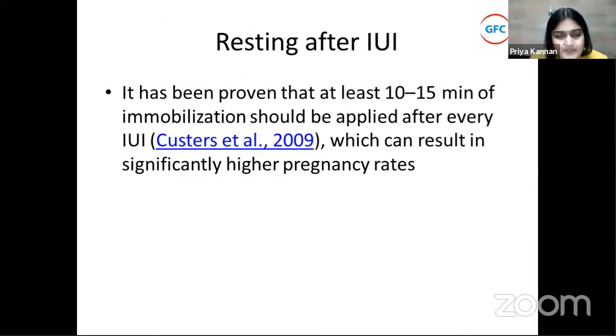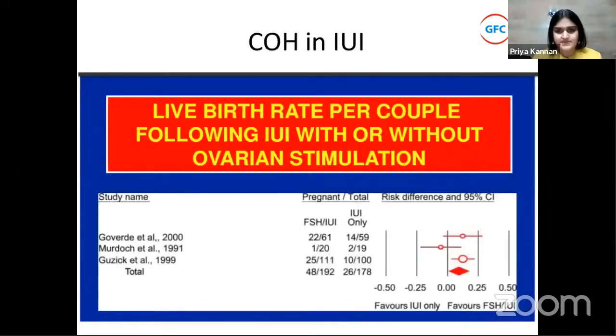Another parameter that has been talked about for quite some time is resting after IUI. Yes, it was proven way back in 2009, and it still continues to be so, that 10 to 15 minutes of immobilization after IUI can increase the pregnancy rates.